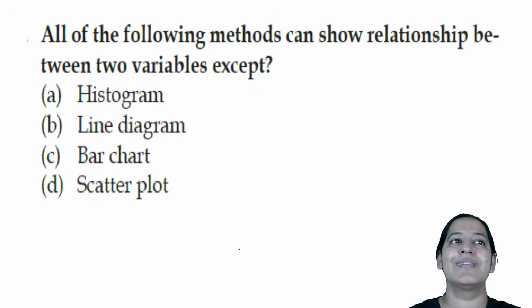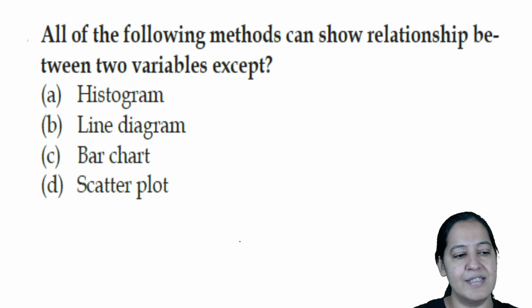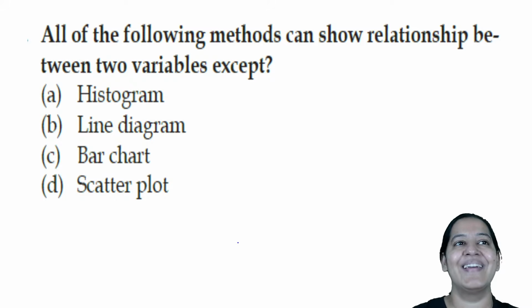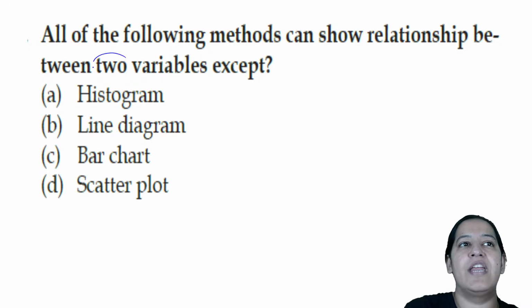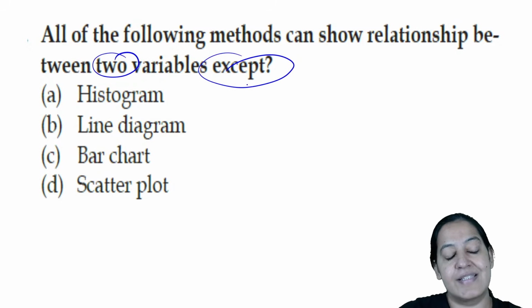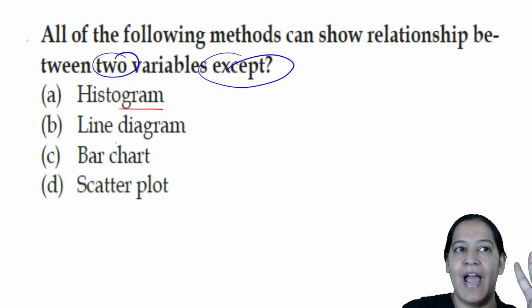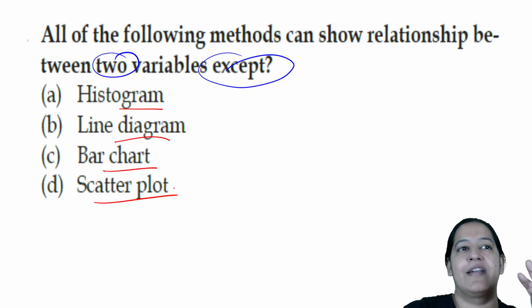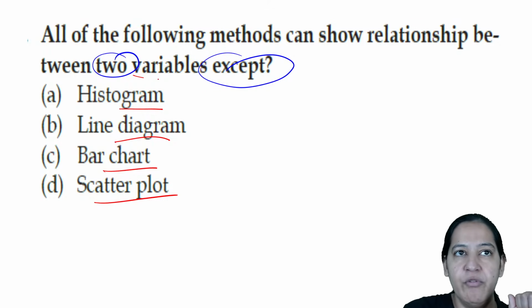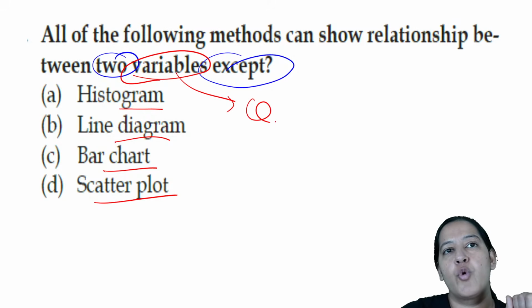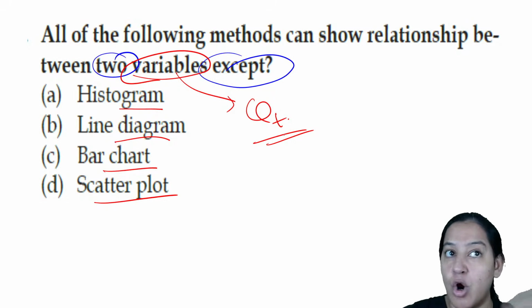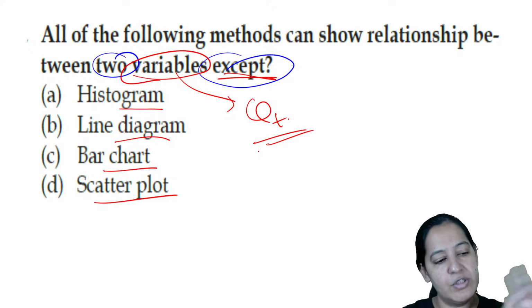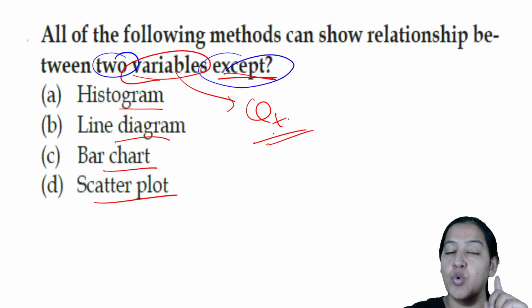Okay, Niranjan, got it. So this is the next question in front of you. Answer me. Abhinav? Niranjan, will you try? All of the following can show relationship between two variables except... The question contains except. Please mind it. Histogram, line diagram, bar chart or scatter plot. Variables means I am talking about quantity. Two variable quantities. Which of the following do not show a relationship between two quantitative variables?